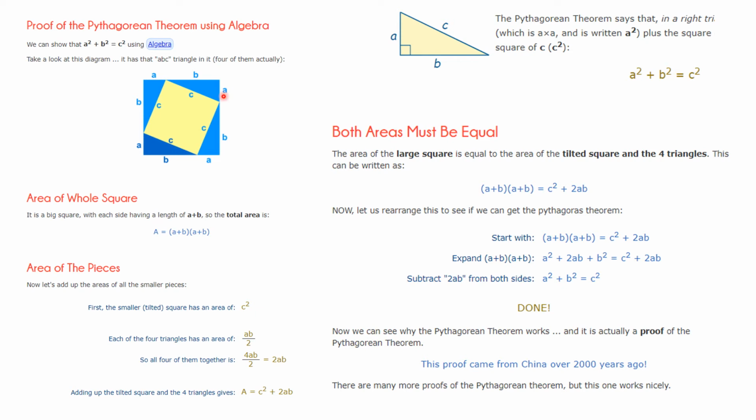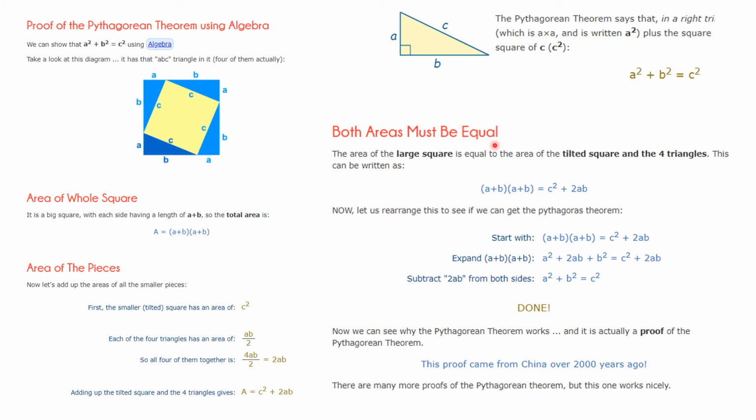But that area of the big one has to be the area of the pieces. First, the smaller square, the yellow square in this picture, is just c times c, or c squared. Then each of these triangles has area 1/2 the base times the height, so that is a times b over 2. I have 4 of them, so I add them all together, and what I get is that the area of the big square is c squared plus, if I do this arithmetic here, 2ab.